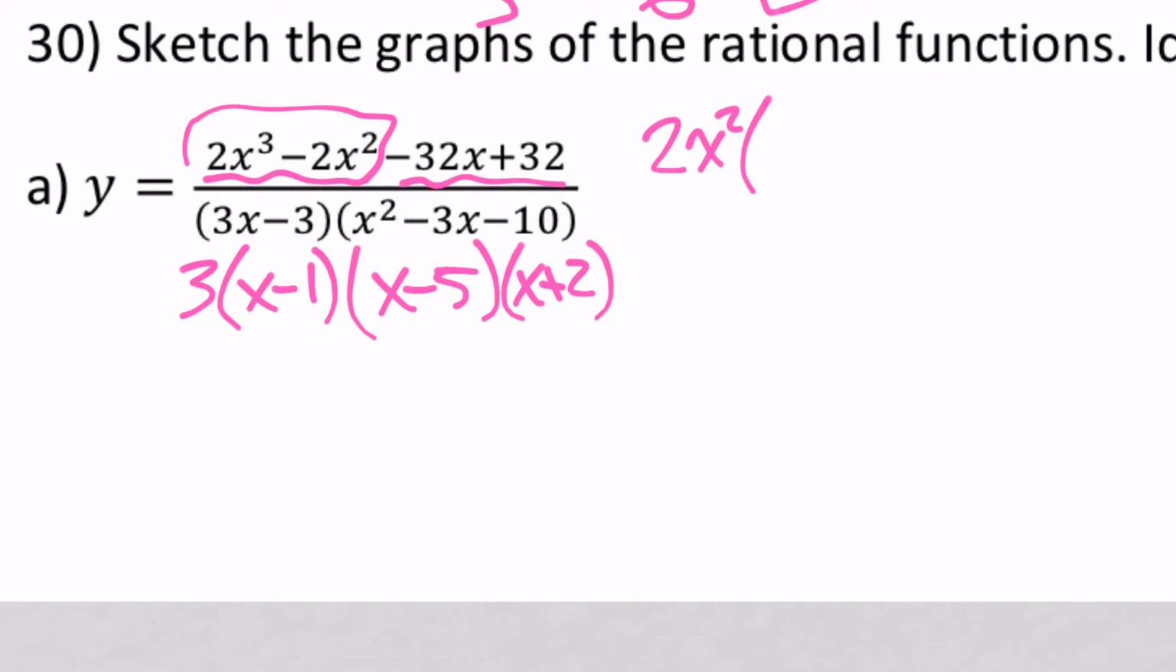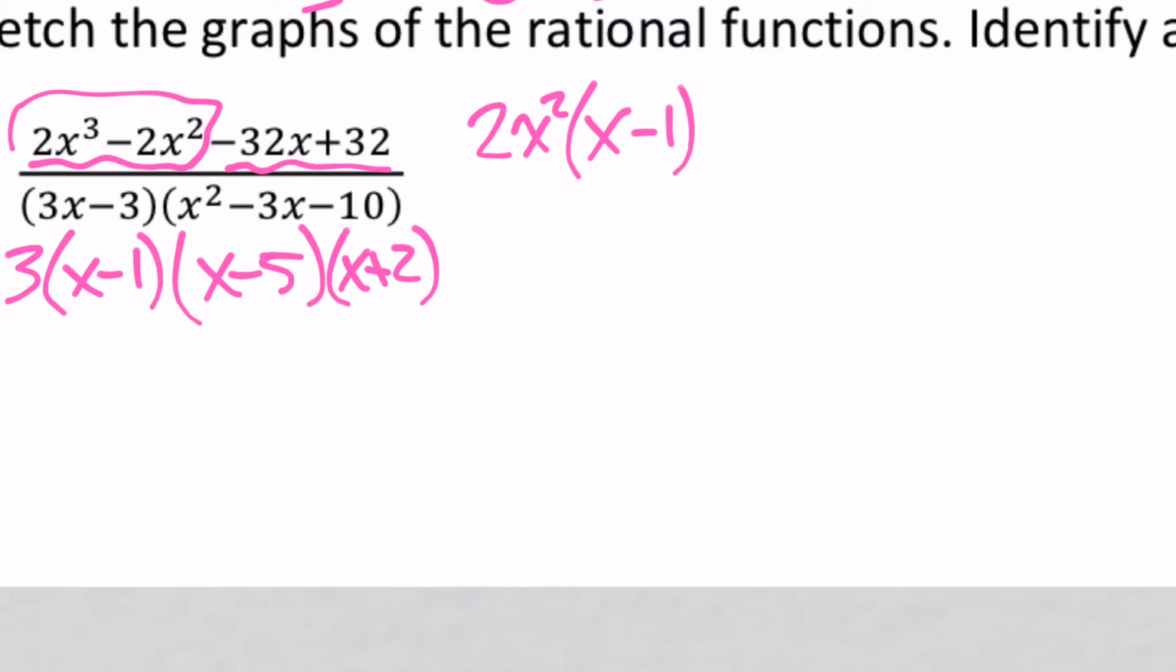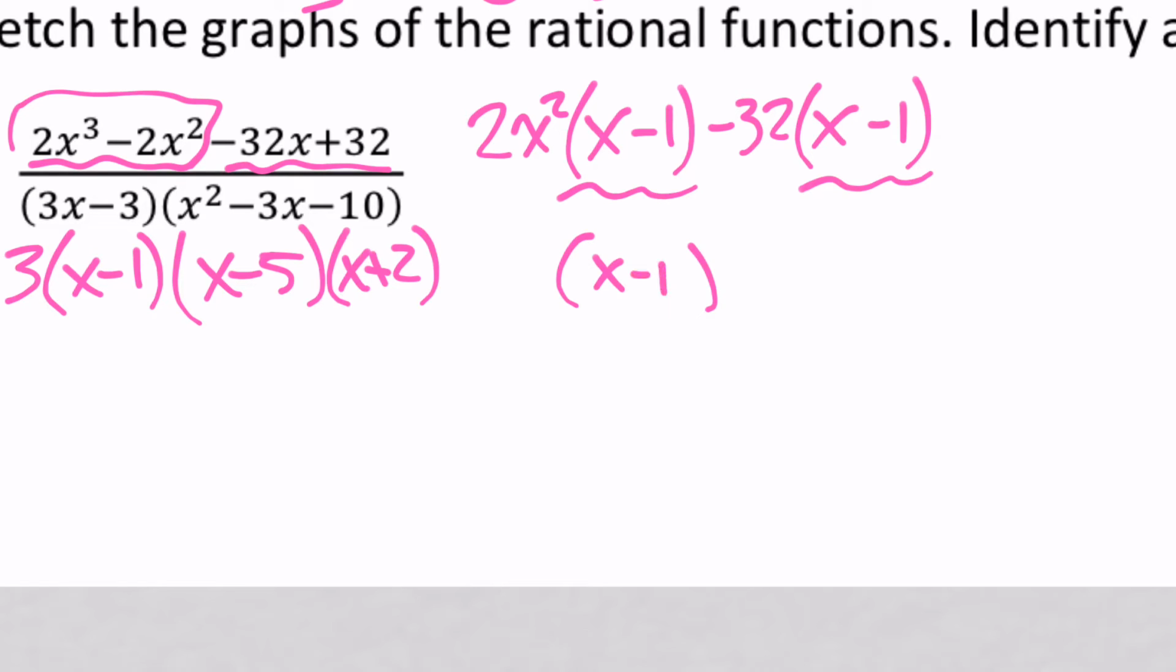2x squared times what is 2x cubed? 2x squared times x is 2x cubed. 2x squared times what is negative 2x squared? It's got to be a negative 1. Then minus 32x plus 32. Let's pull out a minus 32. What's left behind? Minus 32 times x is minus 32x, and minus 32 times negative 1 is positive 32. This is good because both of these terms have an x minus 1 in them, which means I factor out that x minus 1, and I put what remains in parentheses.